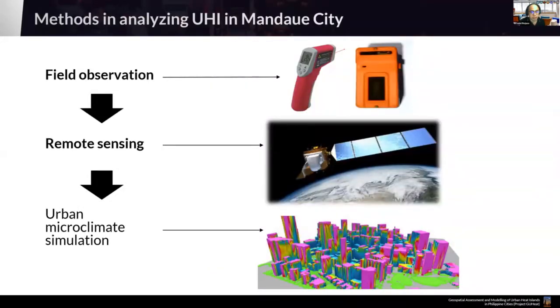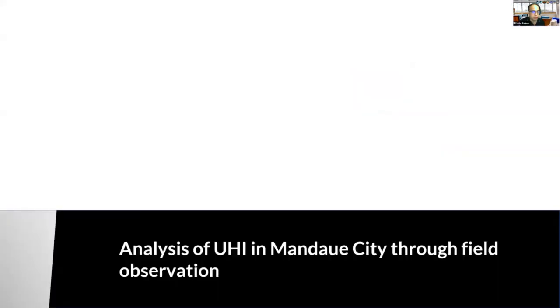This is how we studied and analyzed UHI in Mandaue City. First, we had field observations, which is going on site using measuring devices such as thermal sensors and PM sensors. Second, utilizing remote sensing data, specifically satellite data, Landsat 8. Lastly, using urban microclimate simulation to be able to study various scenarios and understand the mechanism behind UHIs. In this section, I will be discussing the results of our field observations.